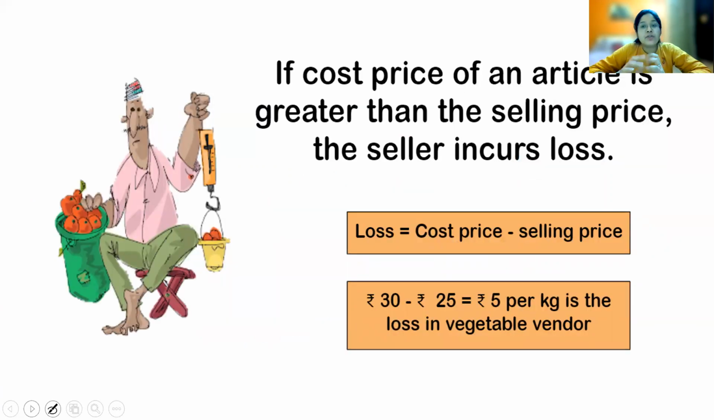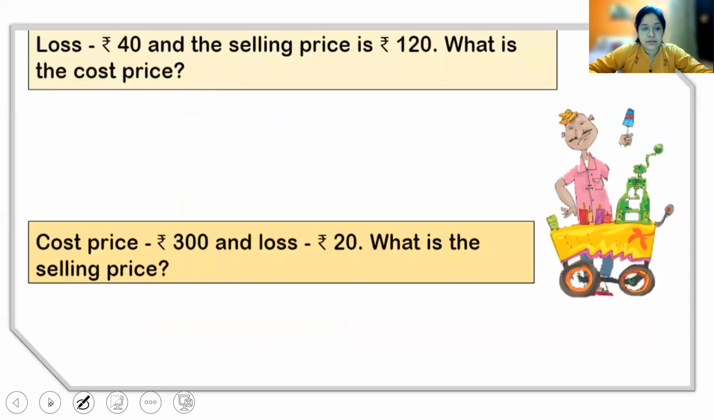So if the cost price of an article is greater than the selling price, the seller incurs a loss. And here is the formula. Loss is equal to cost price minus selling price, which is equal to 30 minus 25, which is equal to rupees 5 per kg of loss.